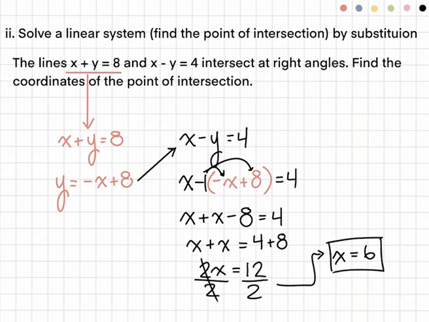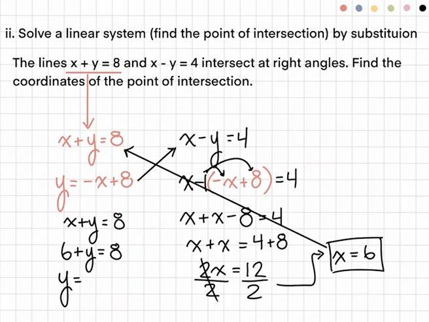Now that we've solved for x, we can take this new information and substitute it back into the original linear equation from the beginning of the problem. So I'm going to write it again down here. x plus y equals 8. Let's substitute that in. It's going to be 6 plus y equals 8. y equals 8 minus 6. And then y equals 2.